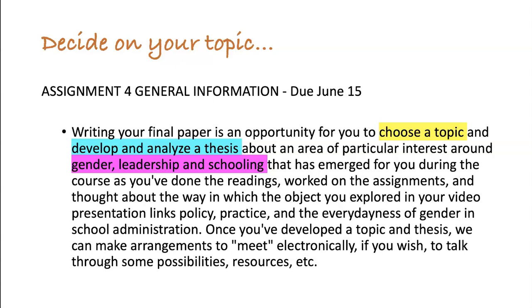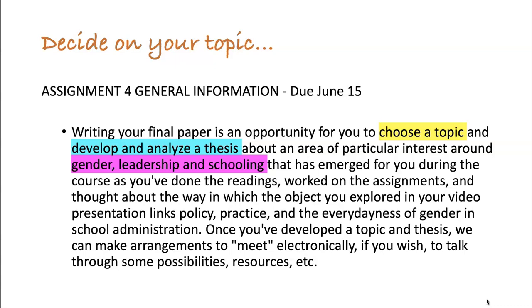When you go to submit your assignments and open the final paper assignment section, you will find three things there. First is some general information, which I've copied and pasted here. Have a look through this information and note particularly that your topic needs to consider gender in relationship to leadership and schooling.